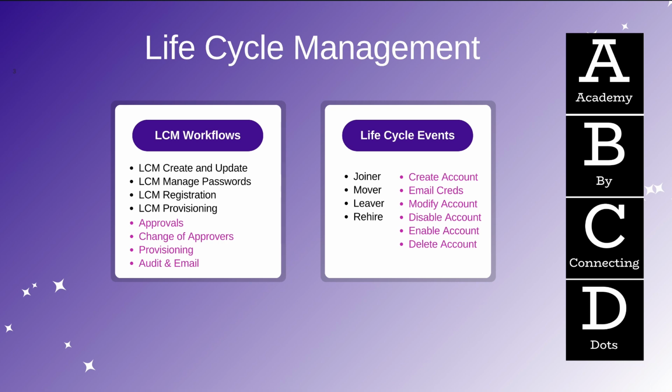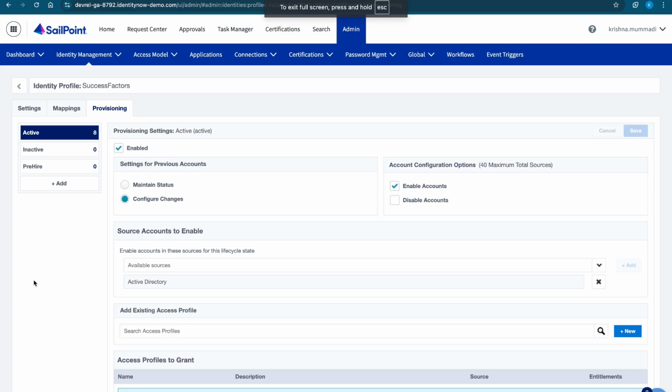Automatically, right? For joiner, mostly Active Directory, and an email will be sent containing the credentials. And then you modify the account, you disable account or enable account or delete account. So these are the operations you do in lifecycle events. Same stuff we do, but we will not create a lifecycle event and we will not have a workflow for that. No, nothing. We have out of the box features for that.